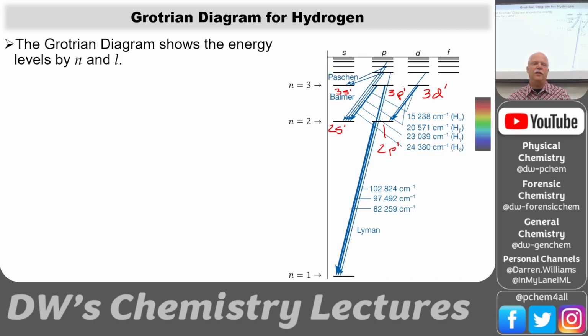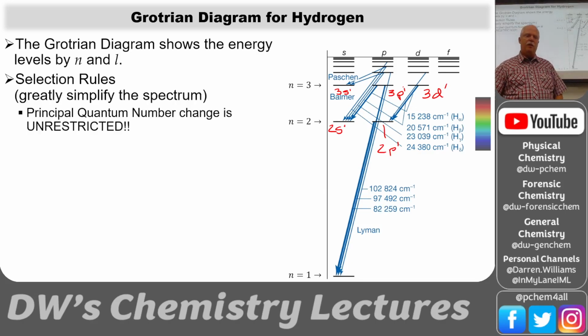And so this shows the energy levels separated by n and l. So as you go up on the Grotrian diagram, you see you get higher and higher in shells. So n equals 1, n equals 2, and so on. And then as you go across, that's where you change angular momentum. So this is l equals 0, l equals 1, l equals 2. And you can see that across the top up here.